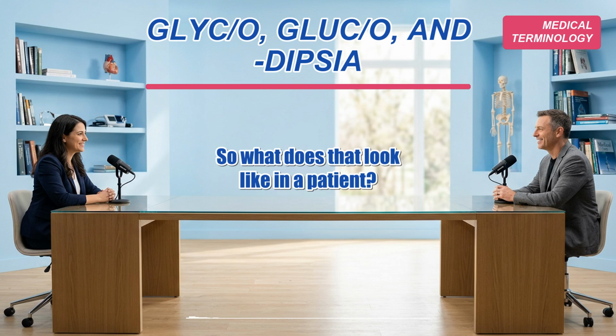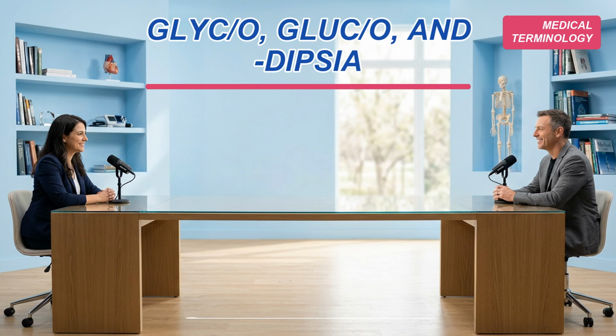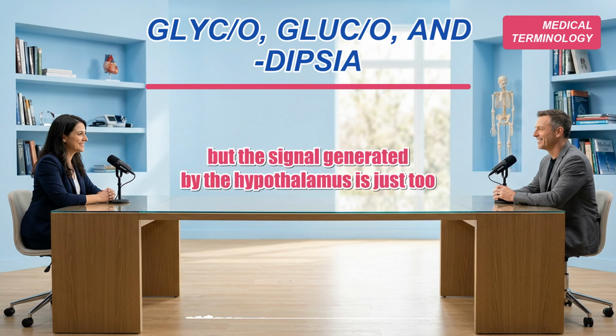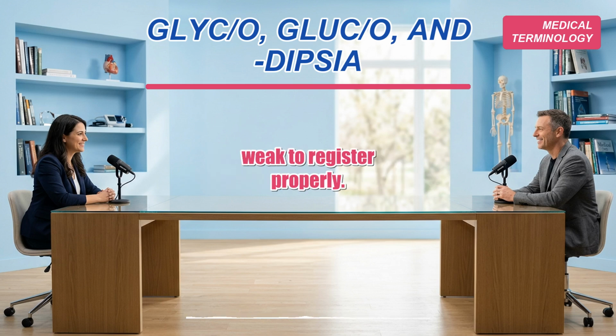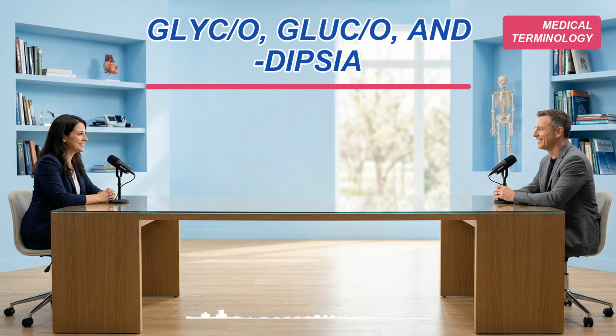So what does that look like in a patient? A patient with oligodipsia has a deficient sense of thirst. Their body might genuinely need water, but the signal generated by the hypothalamus is just too weak to register properly. So they have to actively remind themselves to drink. Exactly. They won't feel thirsty even if they are dehydrated.